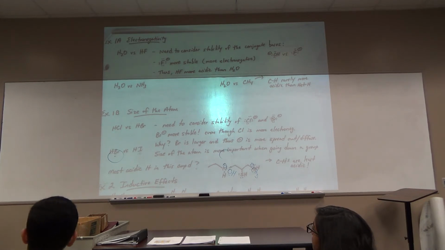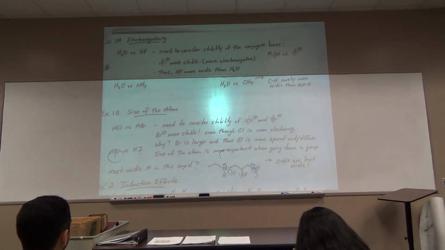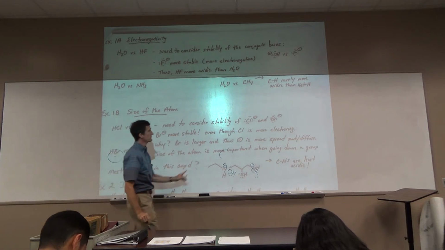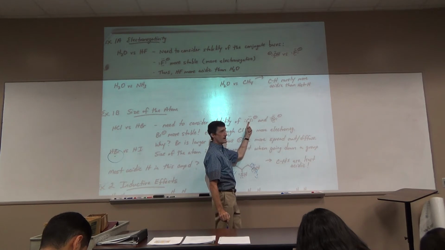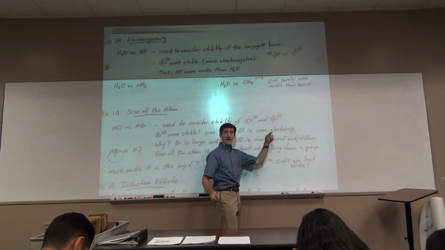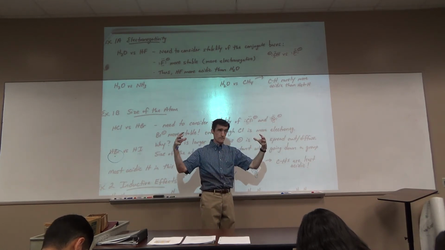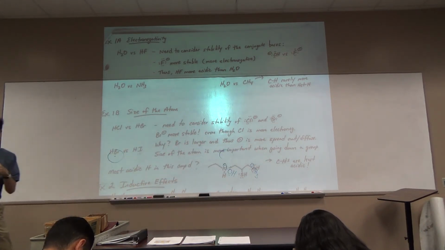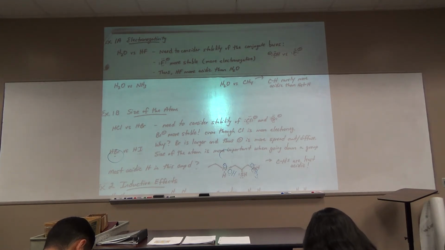We have an exception here. When you're in the same group, vertical, size trumps electronegativity. Br minus is more stable, even though Cl minus is more electronegative, because it's bigger. And thus the charge is spread out more. The charge is more diffuse, and that trumps the electronegativity, but only if you're in the same group, straight up and down.